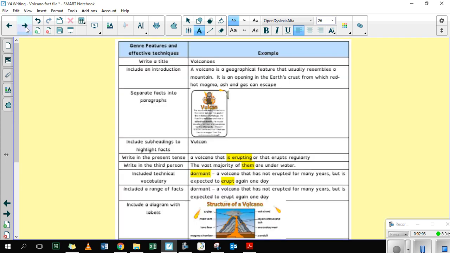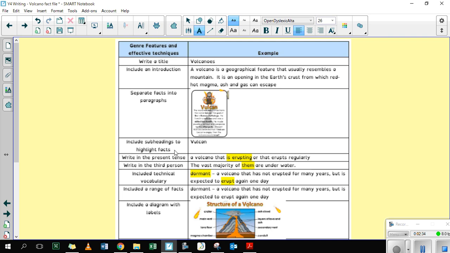Okay, so I've got a success criteria here which will help you to ensure that your fact file about your volcano is successful. So like we've looked at just now, you're going to have a title. So in my example, the title is Volcanoes. Yours is probably going to be exactly the same, but you might decide to call yours Vicious Volcanoes, for example.